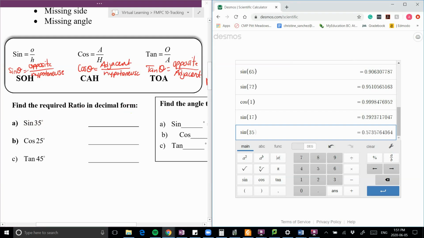Remember, this is where it's going to be different depending on your calculator. 0.57. Cosine 25. I would go cos 25. And some of them are backwards, so you need to check your calculator. And tan 45. That says 15. And that's 21.